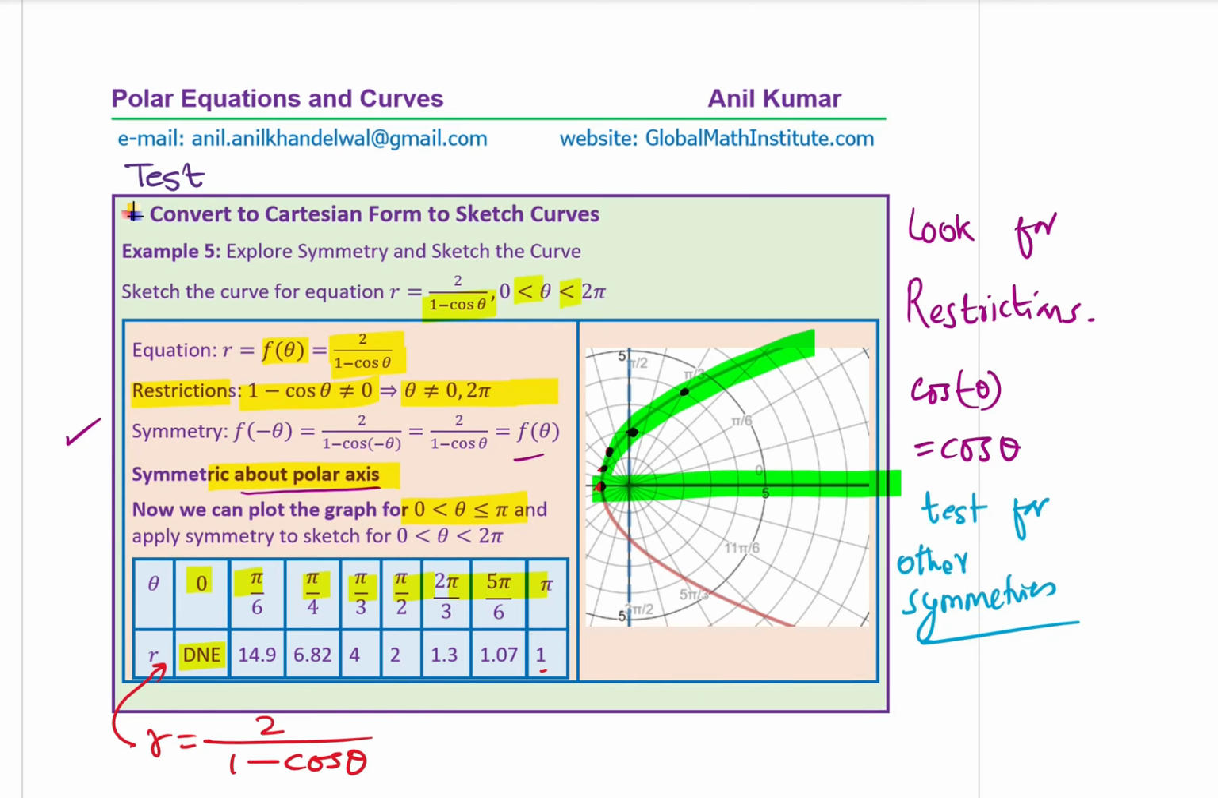And now from the symmetry, you can get the other part, right? See how easy it becomes. So from symmetry, we get the other half of the curve. And that is how you're going to sketch it. Perfect. So you get your curve, which is shown here. I hope it makes sense.